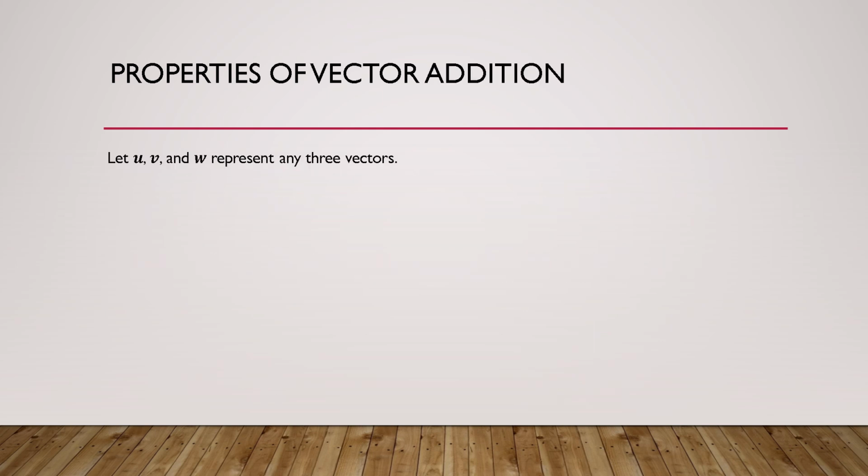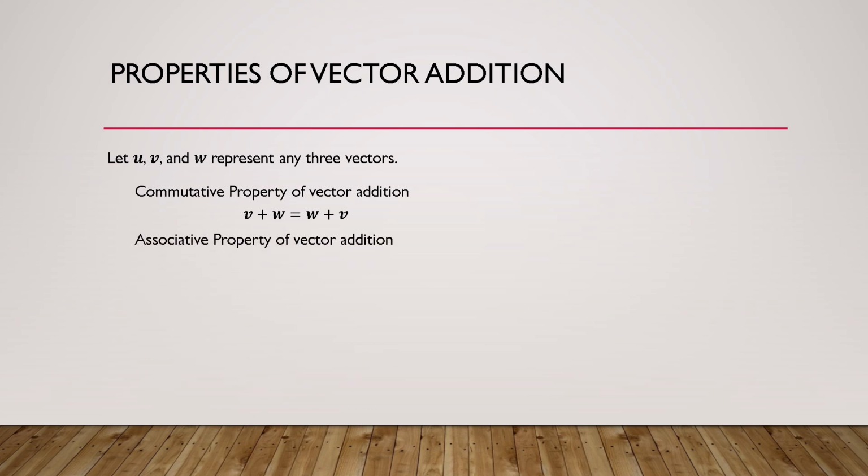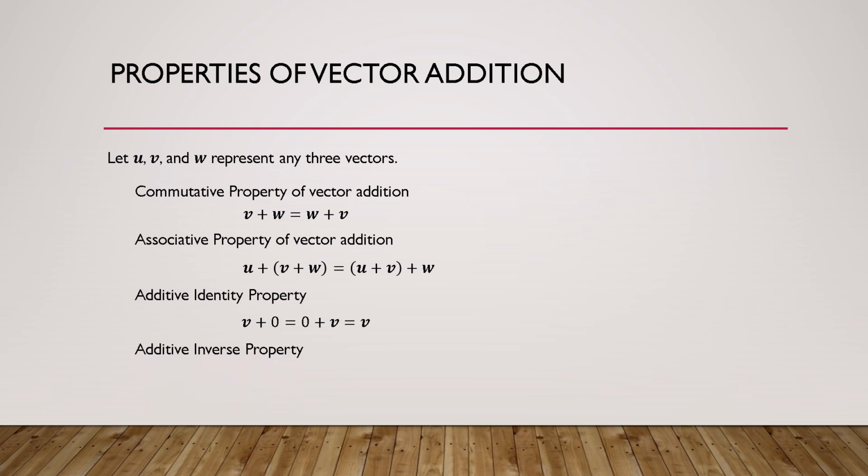Let u, v, and w represent any three vectors. The commutative property of vector addition says that v plus w equals w plus v. The associative property of vector addition states that u plus v, plus w, equals u plus v plus w. The additive identity property states that v plus 0 equals 0 plus v equals v. And the additive inverse property states that v plus negative v equals negative v plus v, which equals 0.